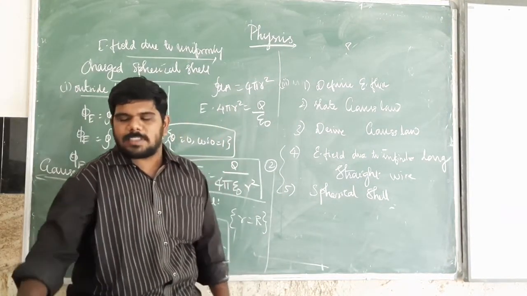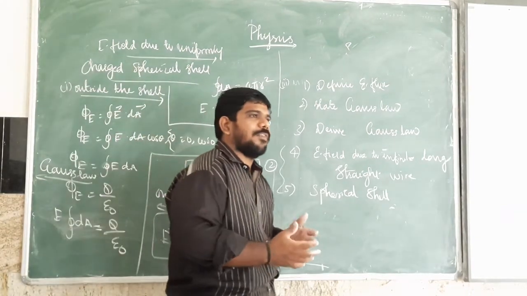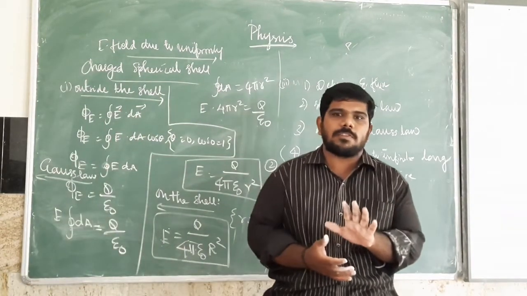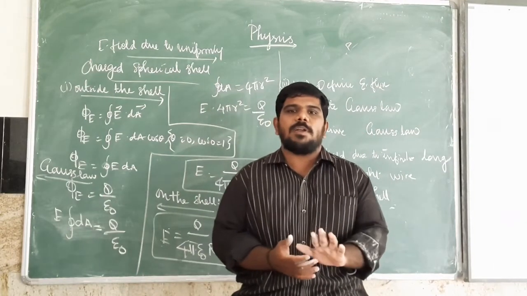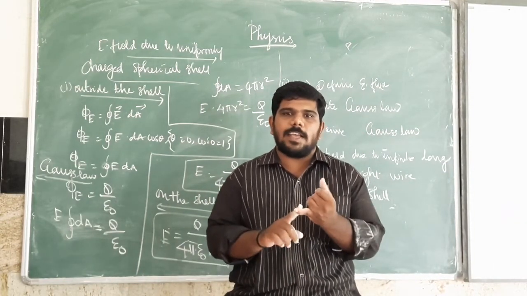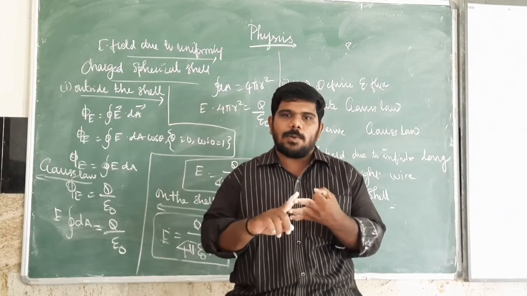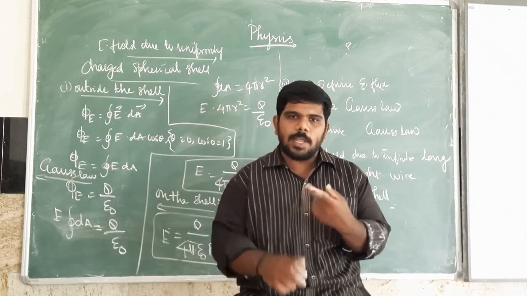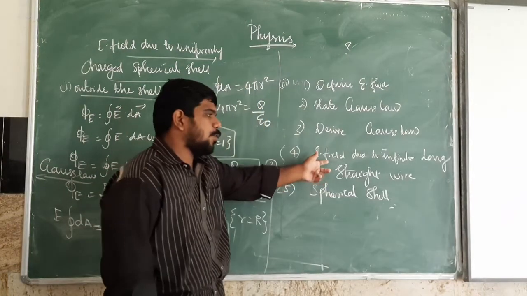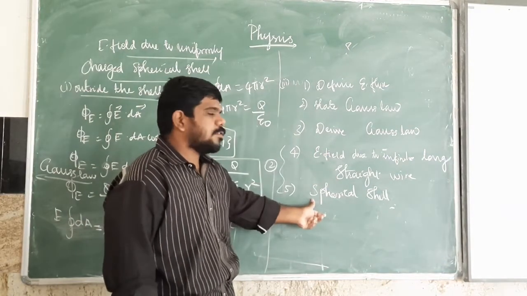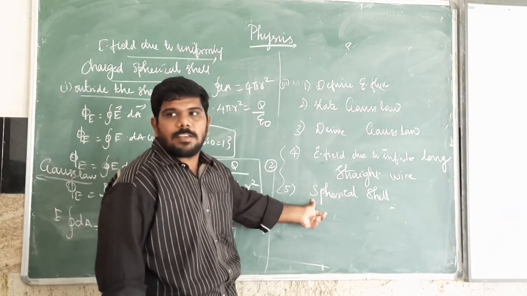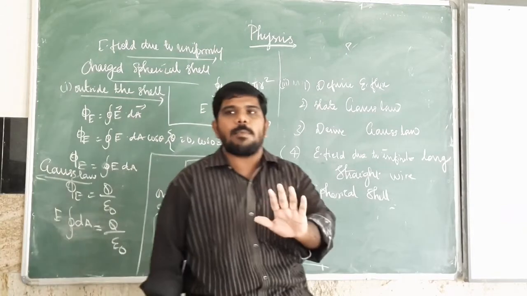So for this many online classes, we learned almost five important 5-mark questions. You should learn these five important questions. One is an axial line, the second is an equatorial line, the third is electric potential due to an electric dipole, the fourth is electric field due to an infinite long straight wire, and the next is electric field due to a uniformly charged spherical shell. These five will be the five important questions.